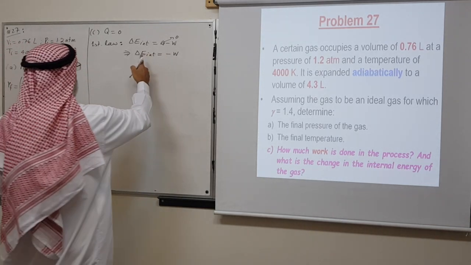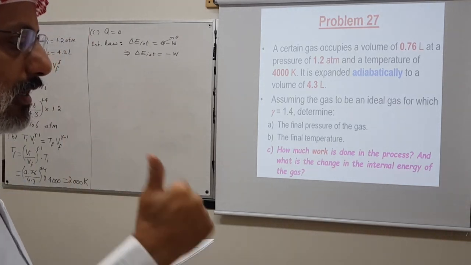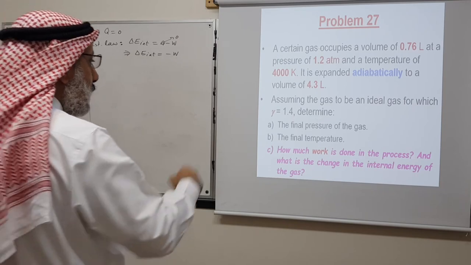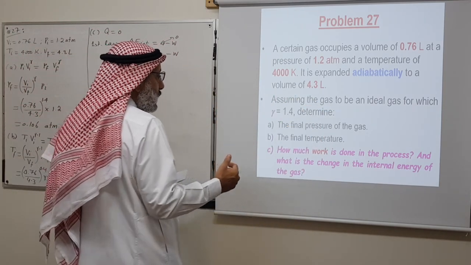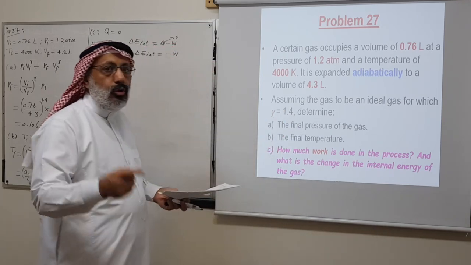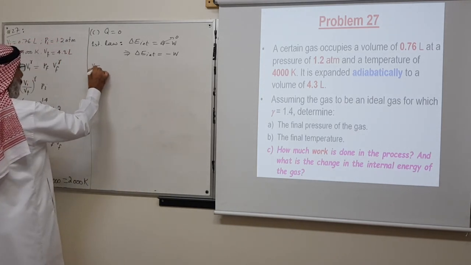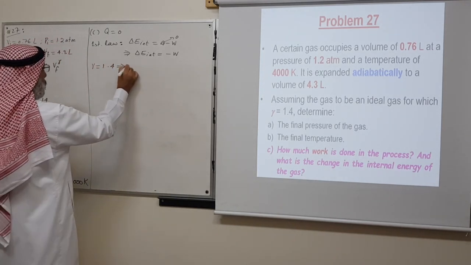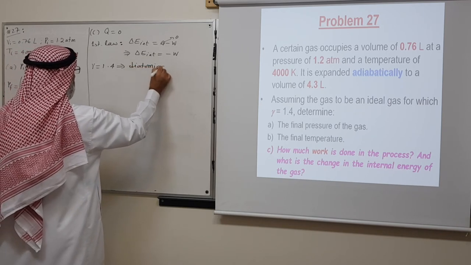How do we calculate delta E internal for any process? For any ideal gas, delta E internal is n C_V delta T. We have to know C_V. How do we know C_V? Well, from looking at gamma. Gamma 1.4 corresponds to a diatomic gas. Gamma equal to 1.4 means we are dealing with a diatomic gas.